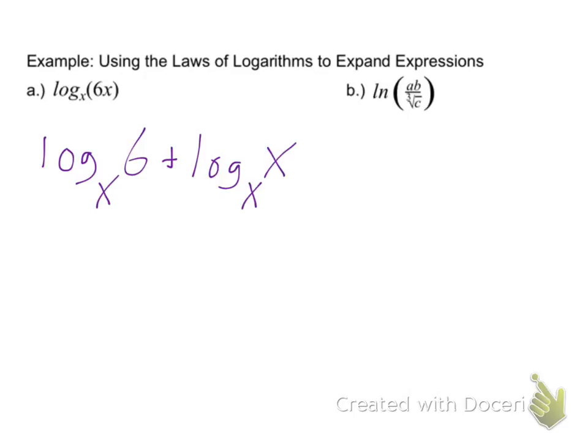At this point, we could be done, but we also can simplify this using one of our properties from before. How many people recognize that log base x of 6 is done? But log base x of x is not. What can happen with the log base x of x? The bases are the same, so they cancel each other out, and you're left with log base x of 6 plus 1. So that one's pretty much done.